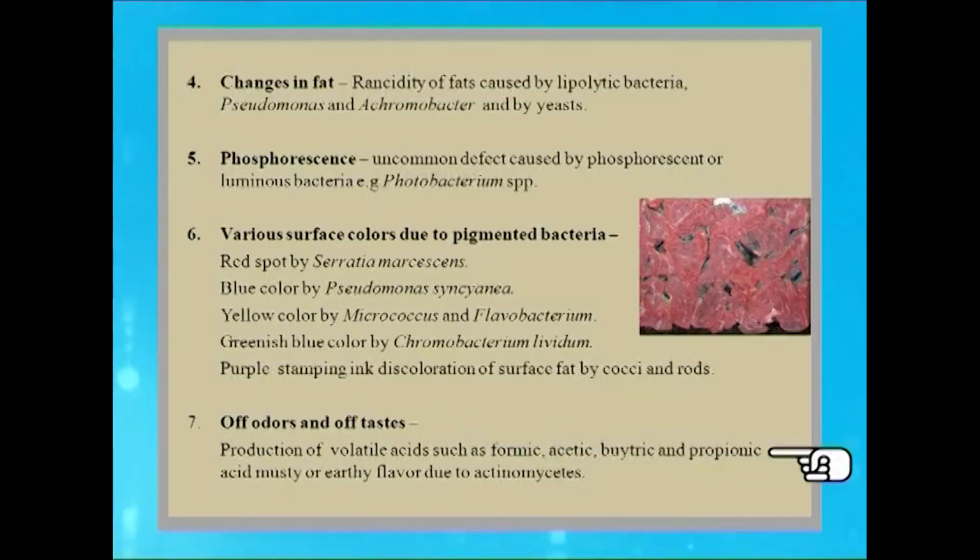The off odor and the off taste that is encountered in the spoilage of the meat is due to the production of volatile acids such as acetic acid, formic acid, butyric acid, propionic acid, or the earthy flavor that comes. That means the earthy flavor of the growth of the actinomycetes. So all these changes in the aerobic condition show that the meat has been spoiled.